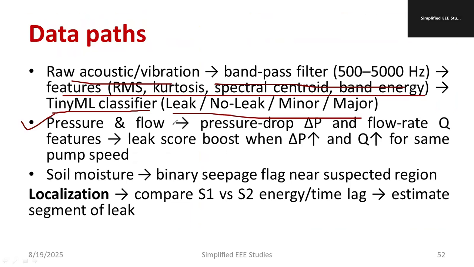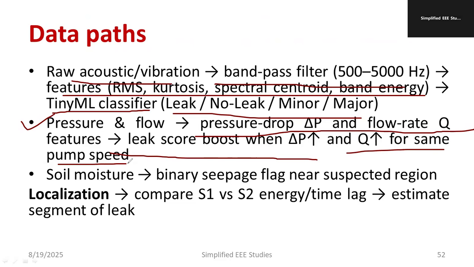Then regarding pressure and flow, there is the pressure drop delta P and flow rate Q. There is a relation between pressure and discharge that you have to identify. At the leak source, when pressure is more, discharge is high for some pump speed. Then soil moisture gives a binary seepage flag near the suspected region. So using these sensors you can make it out. Three sensors actually: acoustic sensor, pressure sensor, and soil moisture sensor. You have to place them accordingly while designing. You need to identify the position as well.